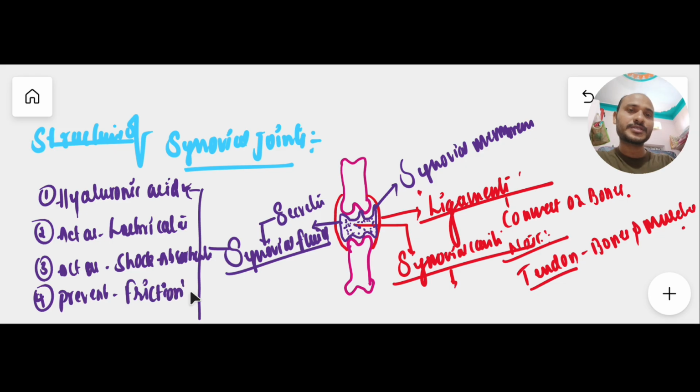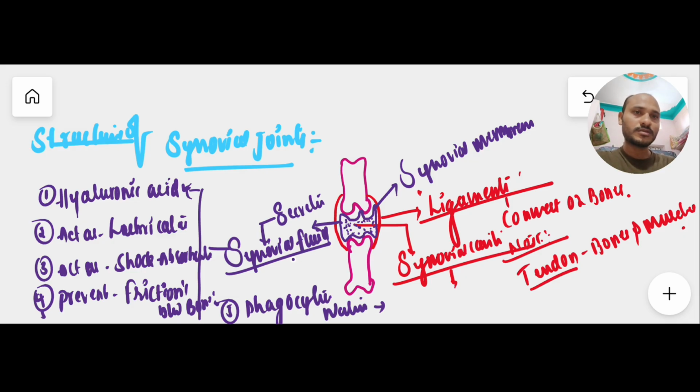And one more, a fifth point I am writing here: it has a phagocytic nature. It means if any microorganism invades this region, then the synovial fluid kills the microbe, protecting the joint. So these are the five important roles of the synovial fluid, which is present between the joints. Due to the presence of the synovial fluid, these joints move freely. So this is all about the structure of a synovial joint.